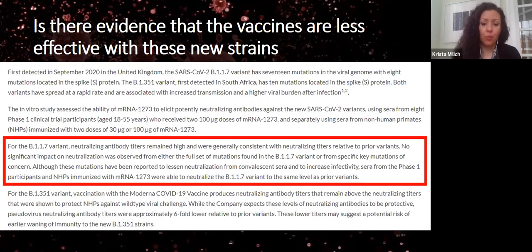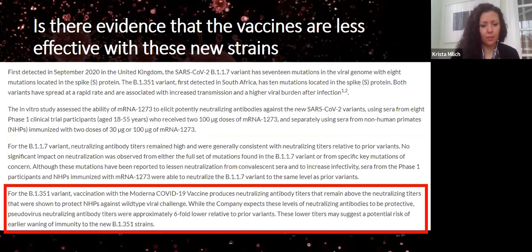Although these mutations have been reported to lessen neutralization from convalescent blood and to increase infectivity, blood from the phase 1 participants and non-human primates immunized with mRNA-1273, that's the name of the Moderna vaccine, were able to neutralize the B117 variant to the same level as prior variants. So for B117, this is looking relatively okay. It seems to be as effective with the variant out of the UK as the original strain that it was developed for.